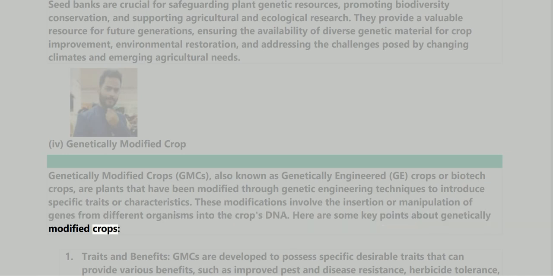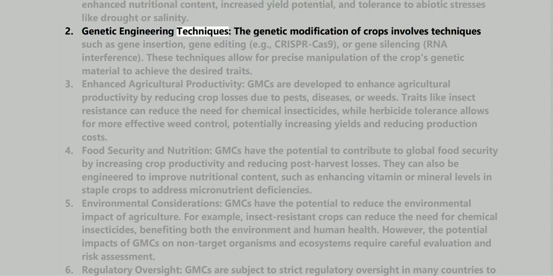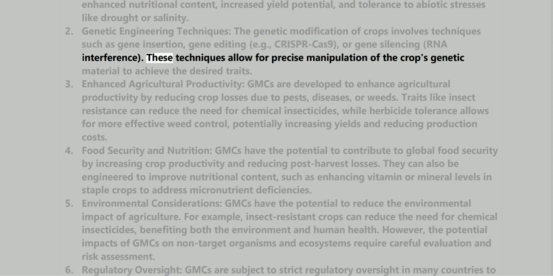1. Traits and benefits. GMCs are developed to possess specific desirable traits that can provide various benefits, such as improved pest and disease resistance, herbicide tolerance, enhanced nutritional content, increased yield potential, and tolerance to abiotic stresses like drought or salinity. 2. Genetic engineering techniques. The genetic modification of crops involves techniques such as gene insertion, gene editing, e.g., CRISPR-Cas9, or gene silencing, RNA interference. These techniques allow for precise manipulation of the crop's genetic material to achieve the desired traits.